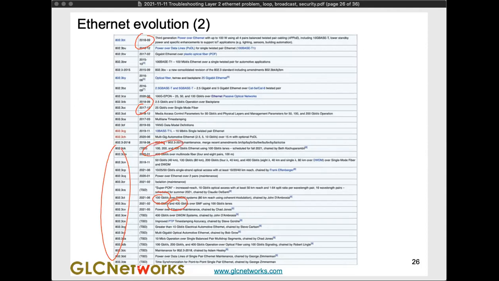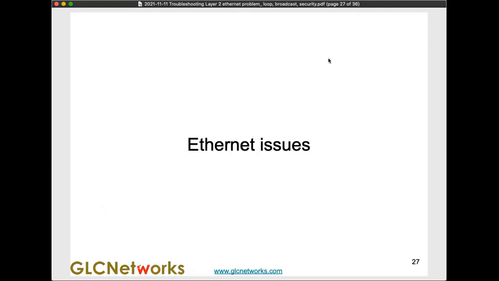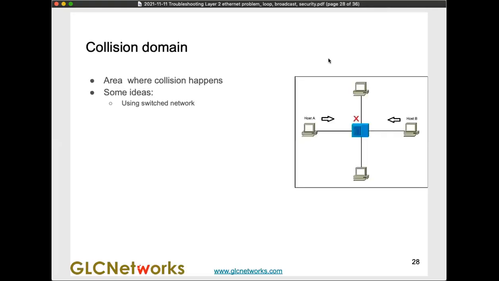Ethernet is still evolving, because people would like to use affordable technology for their network. We know how Ethernet works, and there are some issues related to it. First is the collision domain, the place where collision happens. In this case, all of them will share one collision domain.